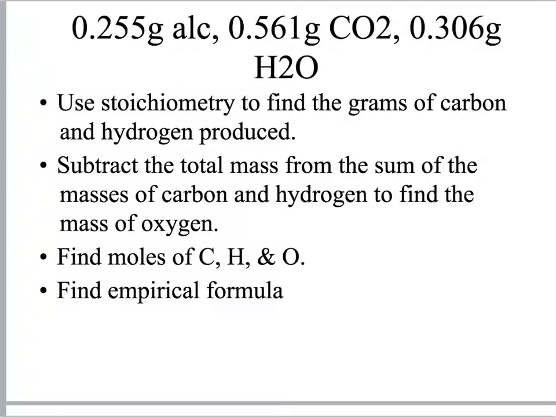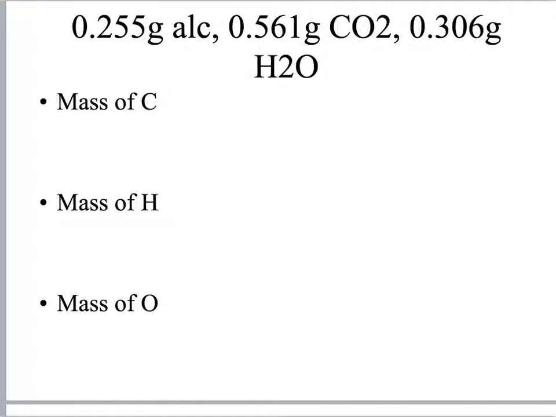So at the top here, I just rewrote the key data that you'll need to solve this problem, the masses of the alcohol, the CO2, and the water. And these are kind of the steps that are going to be used in this process. So we're going to figure out the grams of carbon and hydrogen produced because all of the carbon in the CO2 produced came from the hydrocarbon, and all the hydrogen in the water came from that alcohol as well. Then we're going to figure out the mass of the oxygen in the alcohol just by subtracting the masses of carbon and hydrogen that we calculated. From that, we can figure out moles of carbon, hydrogen, and oxygen, and then find the empirical formula. So now I'm going to walk you through this step by step.